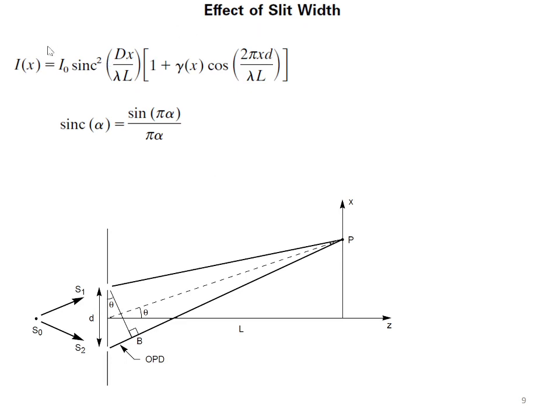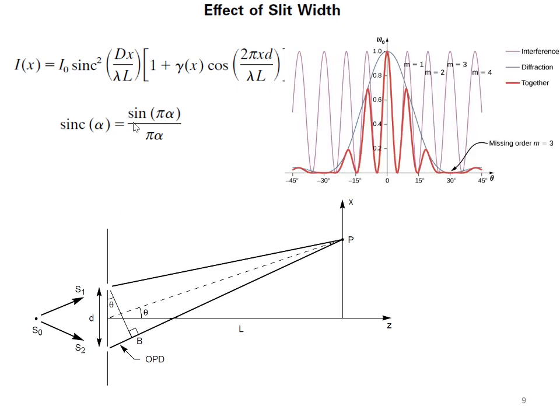In that case, this is the same formula. This component refers to the interference part, and this component refers to the diffraction part. So the overall intensity is going to be the resultant of the two, where sinc is a function which is defined by this. Again, I'm not going to detail.